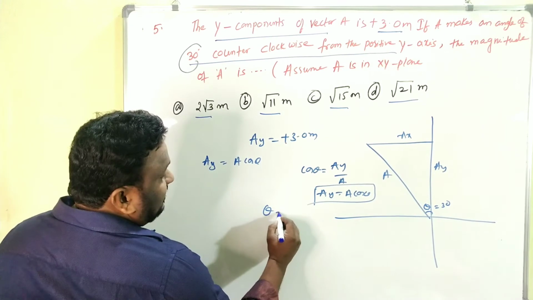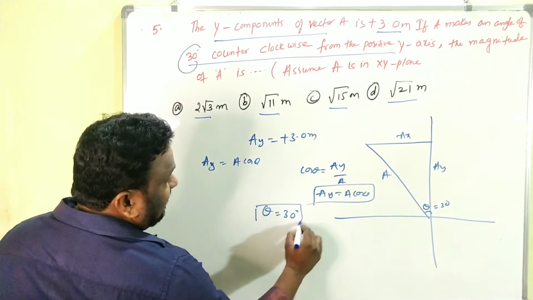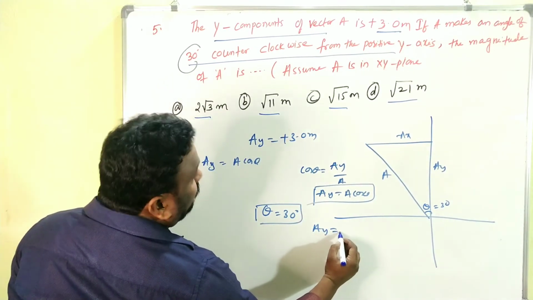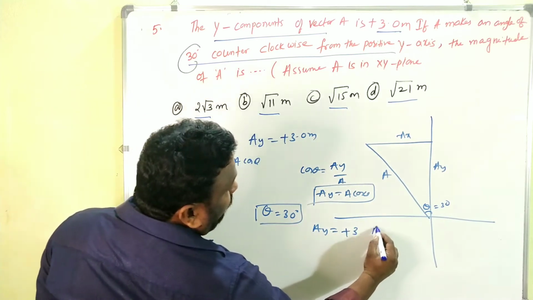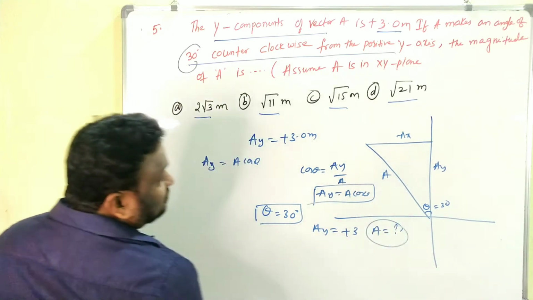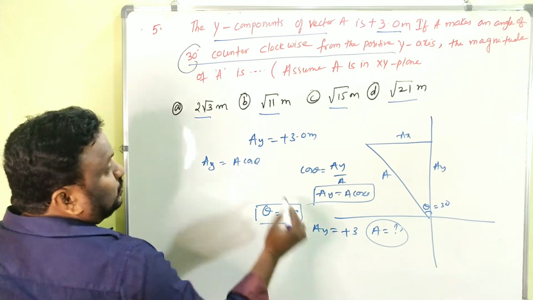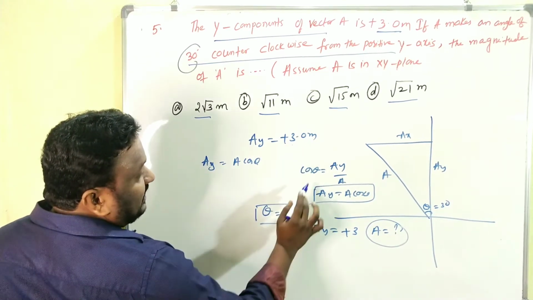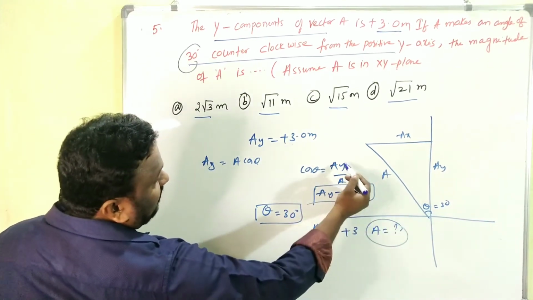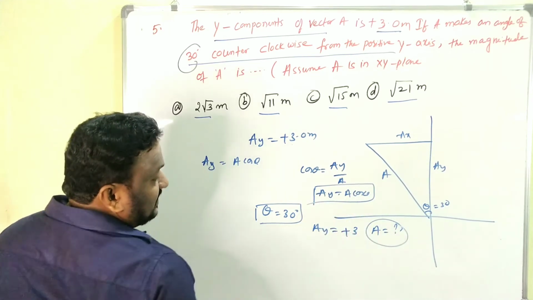And what is the angle here? Theta is equal to 30 degrees. It is given that the Ay value is plus 3. Now we have to find out the A value. That is the question. Clear? So Ay is given as 3.0 meters, and cos theta is Ay by A, so Ay is equal to A cos theta.